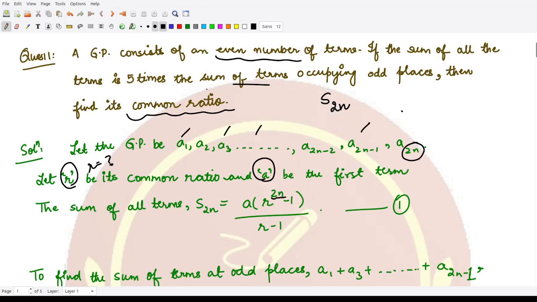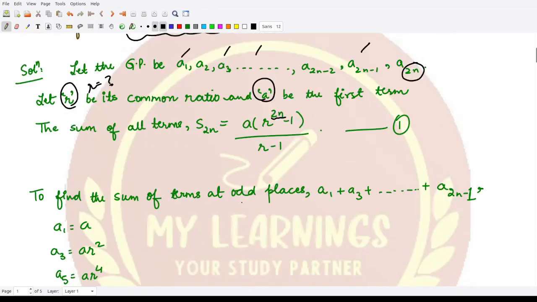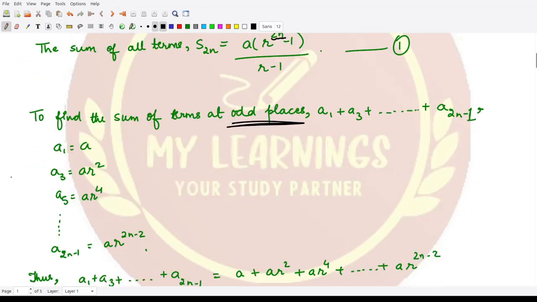Now, in order to use the given condition, we need to find the sum of the terms which are placed at odd places. So that means we are to find A1 plus A3 plus A5 and so on up to A2n minus 1, right? So obviously your first term is a. What is your third term? According to the formula for the general term, it is a r raised to power n minus 1. So A3 would be a r square, A5 would be a r raised to power 4 and so on. A2n minus 1 would be a r raised to power 2n minus 1 minus 1, which is a r raised to power 2n minus 2, right?